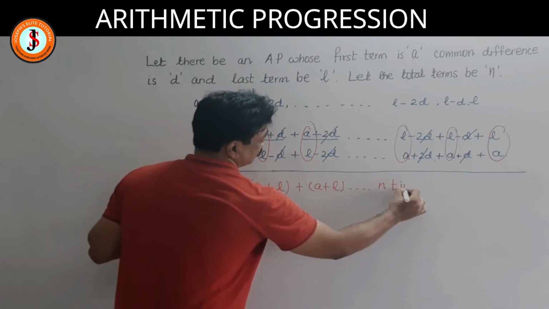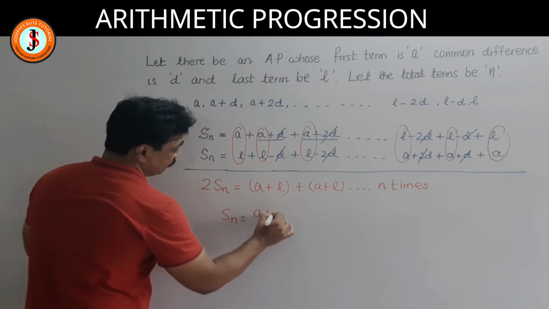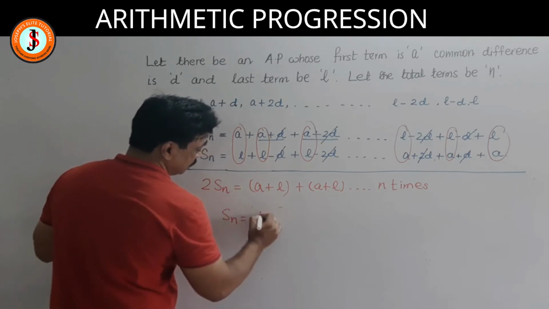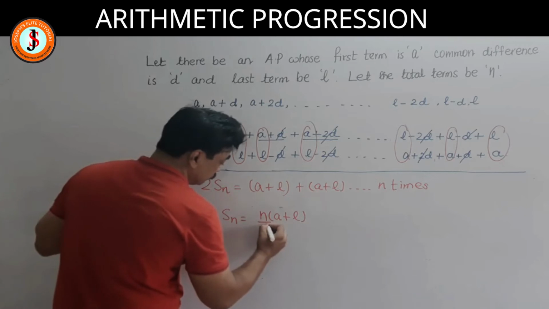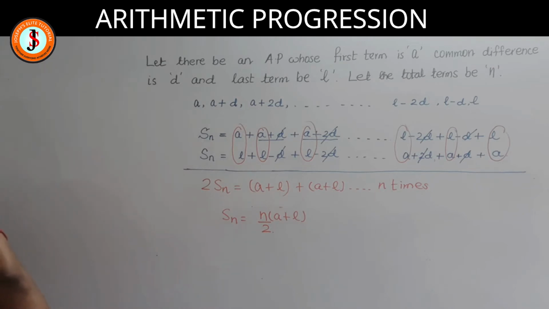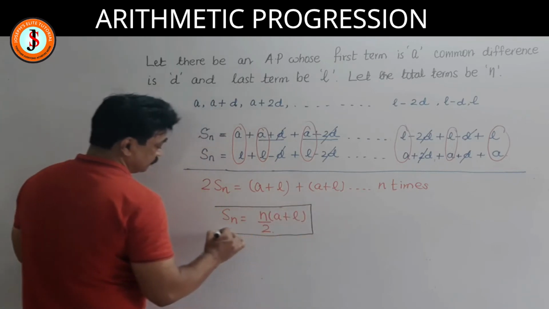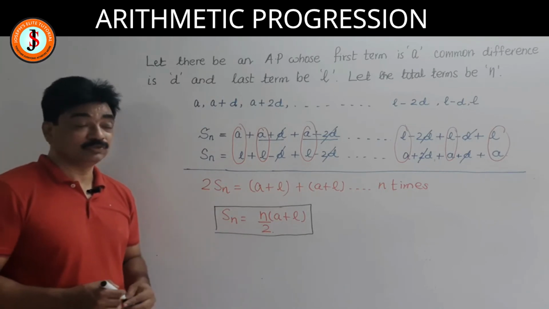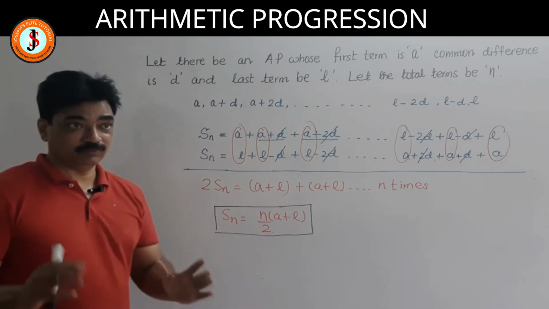N times, isn't it? So that means Sn will be equal to A plus L, n times addition means n into A plus L, divided by 2. So the first formula for AP is: sum of n terms is equal to n by 2 into A plus L. That is important here, children, that if you know the first term, the last term, and the number of terms, then you will be able to find the sum of the terms. Alright, number one, this is there.